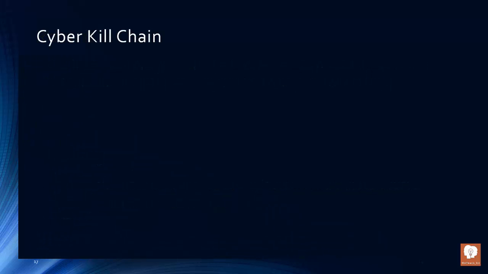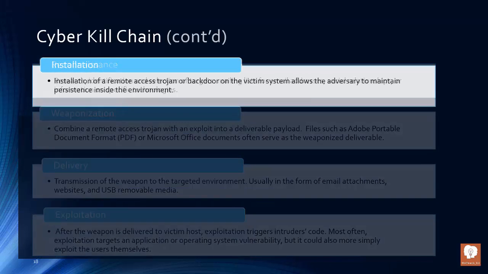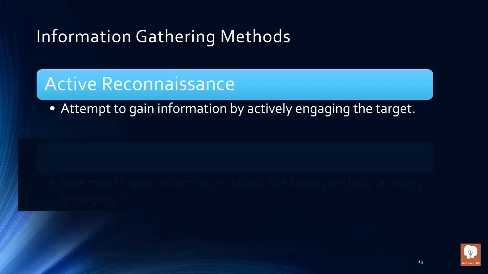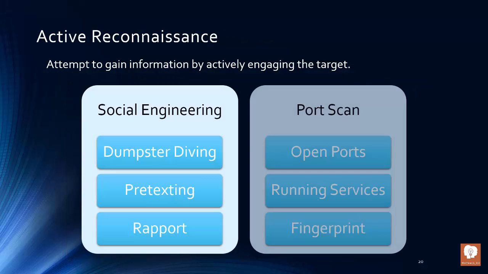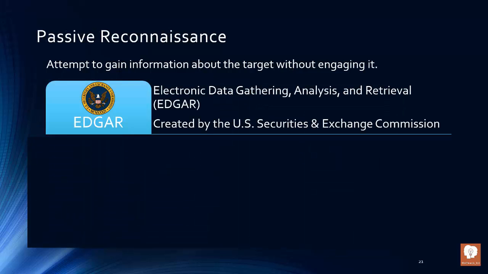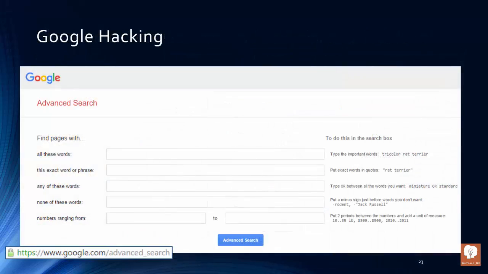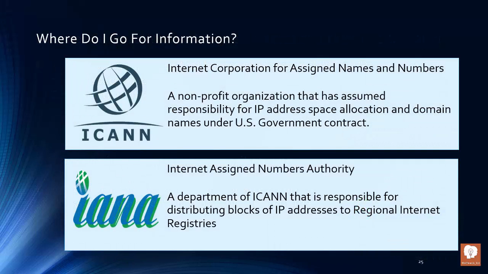The 7-step cyber kill chain, shown on these 2 slides, details the steps that hackers use to discover, infiltrate, and execute the mayhem of these malicious attacks. This includes various forms of active and passive reconnaissance, through social engineering, port scanning, and gathering data using readily available tools, such as Edgar, Google Hacking, and referencing ICANN and IANA, 2 organizations responsible for the allocation and management of IP addresses throughout the United States and the world.